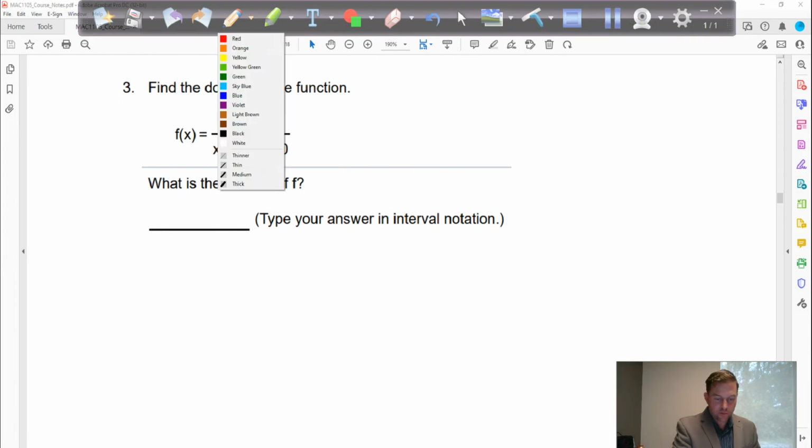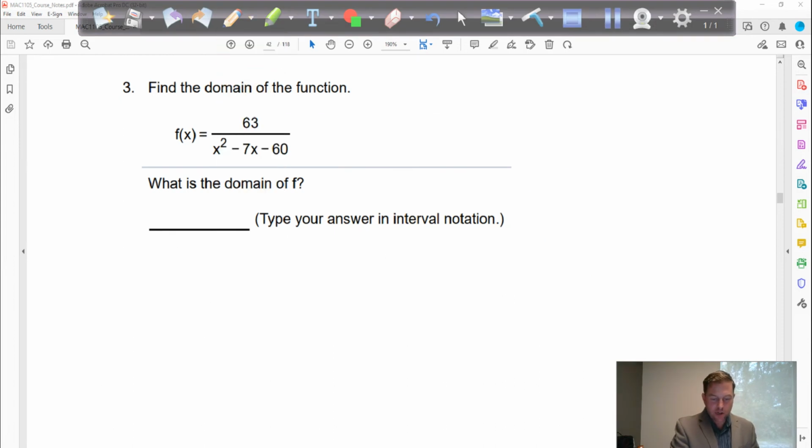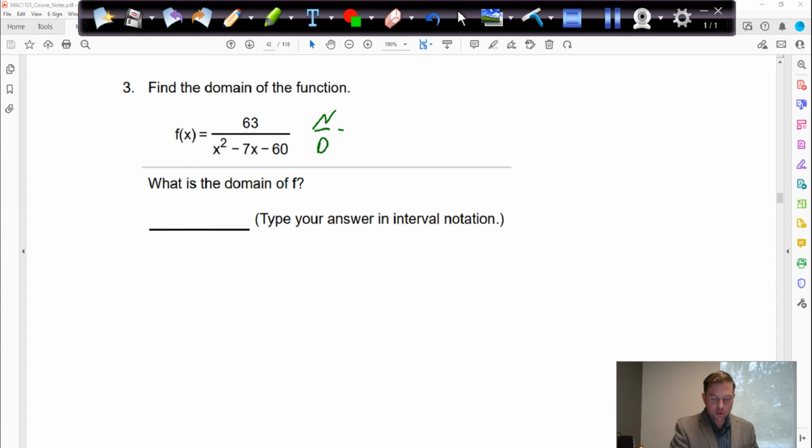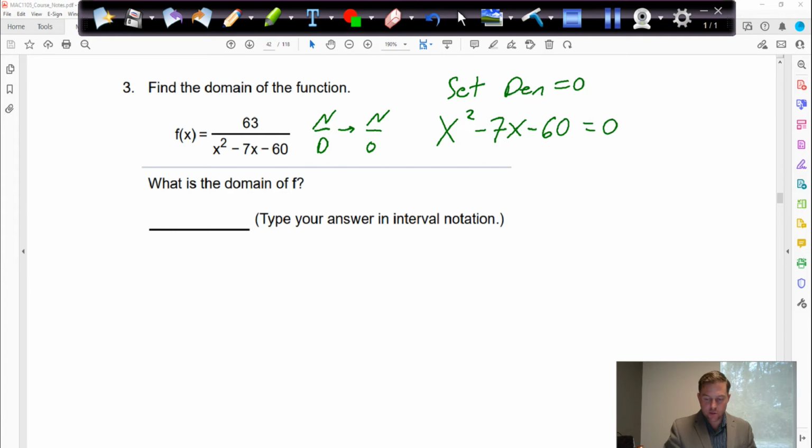Okay, number 3, very similar. We've got a numerator and a denominator. We don't want the numerator over 0. So we're going to set the denominator equal to 0 and solve. So we'll take x squared minus 7x minus 60 and set it equal to 0.